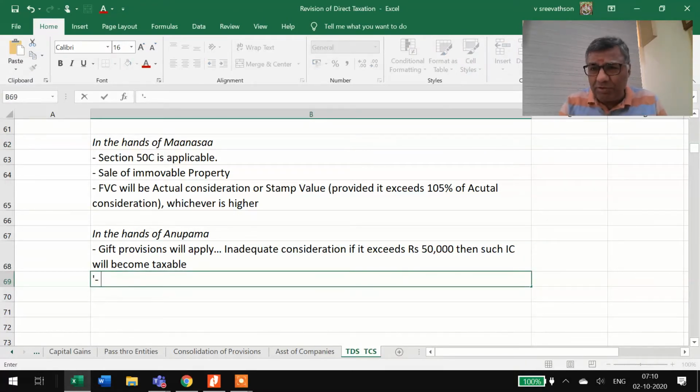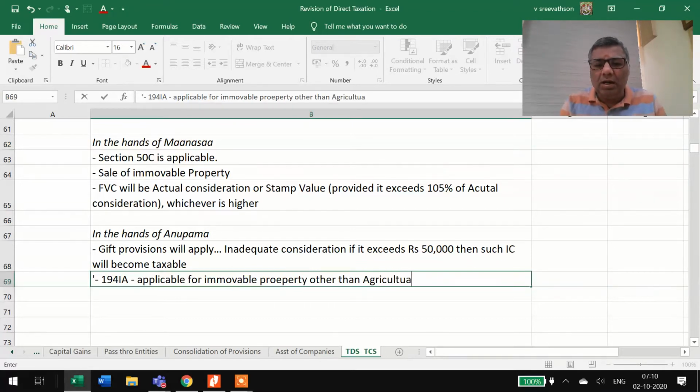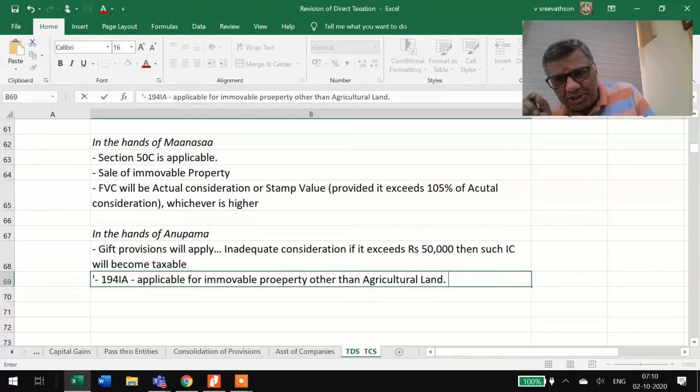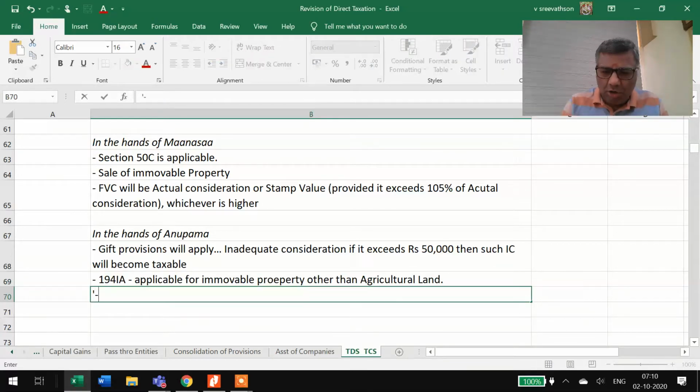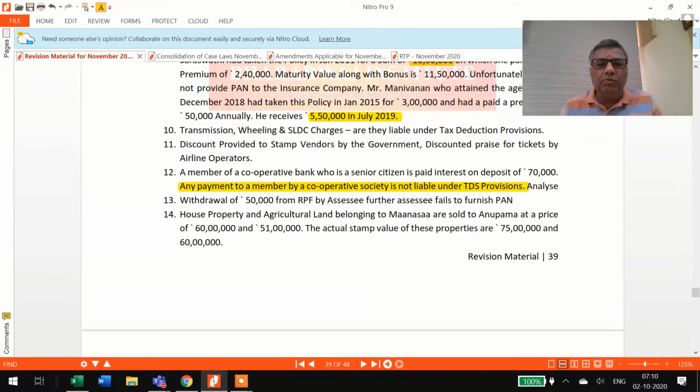The second provision that will apply is 194. She is liable to deduct tax at 194IA, applicable for immovable property other than agricultural land. So for agricultural land, she is not liable to deduct tax at source. Threshold limit 50 lakhs.